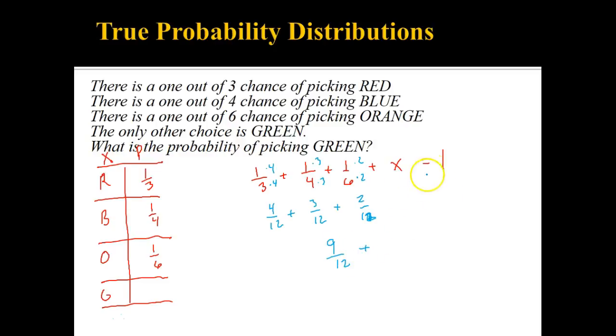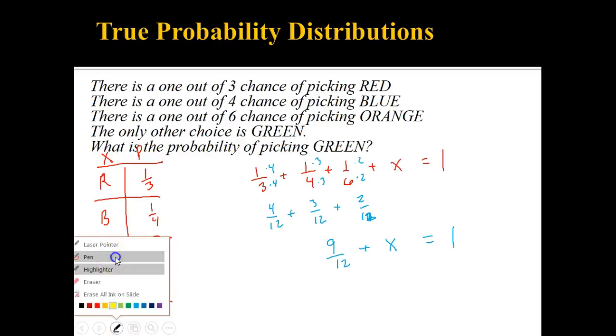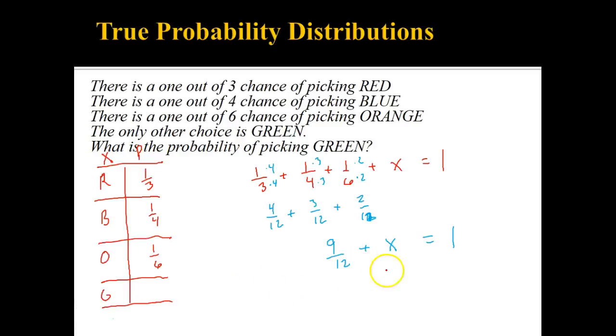Plus the one probability I don't know, x, equals 1. So 9/12 plus x equals 1. I think you can see that it's going to end up being 3/12, but we can go through the motions here. We can subtract 9/12 from 1, so x equals whatever 1 minus 9/12 is. 1 is 12/12. 12/12 minus 9/12 equals 3/12.